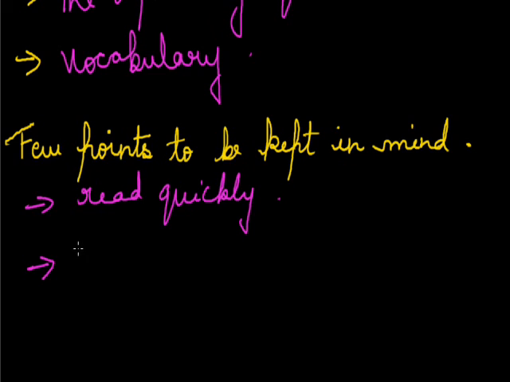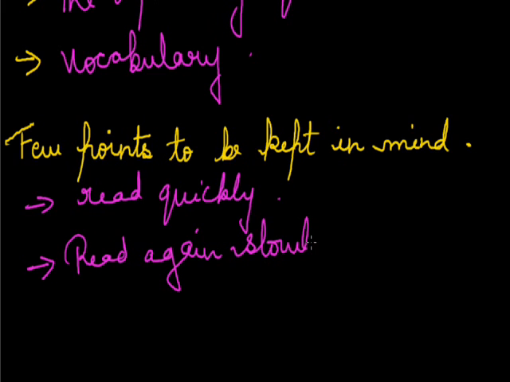Second is to read again. Read again slowly and carefully so as to know the details. If you come across a word that you don't know, try to work out its meaning through the context.